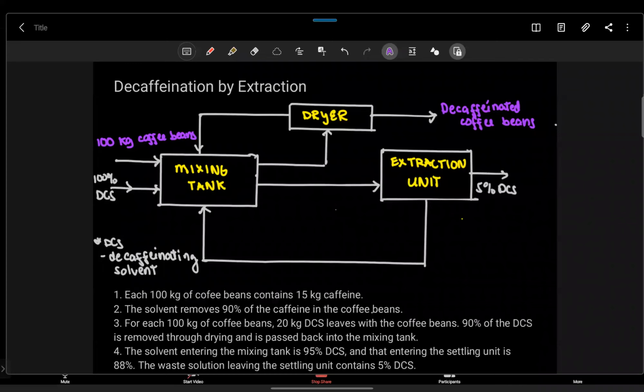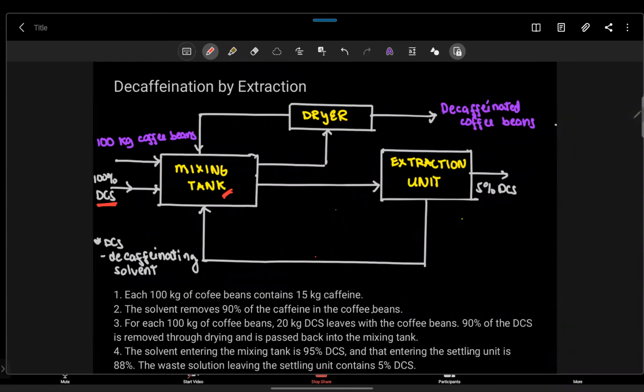So I have here a few given information. So yung coffee bean natin, okay, ilalagay mo siya sa ating mixing tank. Okay? So ito yung mixing tank. So ano yung imimix mo with the coffee beans? So meron tayong tinatawag dito na solvent or DCS. So DCS stands for decaffeinating solvent.